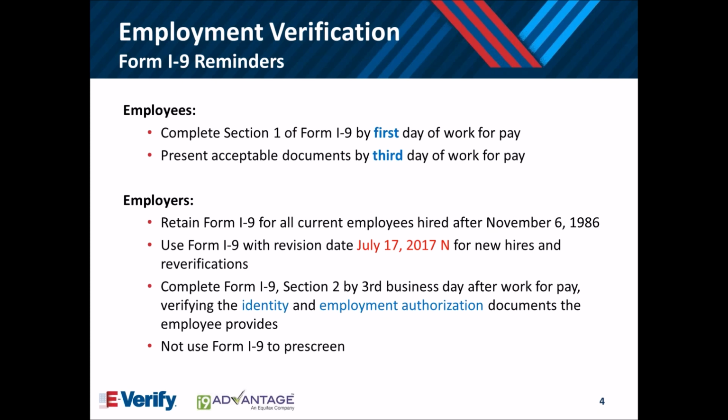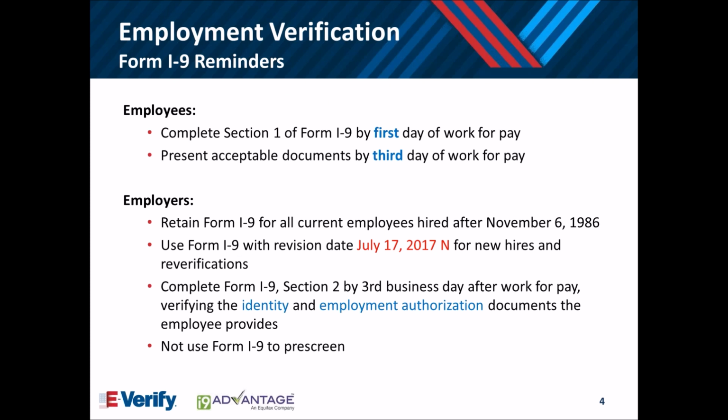Here we're going to break down what employees need to do and employers need to remember for that Form I-9. So starting at the top here with employees. Your employees need to complete Section 1 of that form no later than their first day of work for pay. And they're also going to need to present you acceptable documents to prove their identity and their employment authorization no later than the 3rd business day following their first day of work for pay.